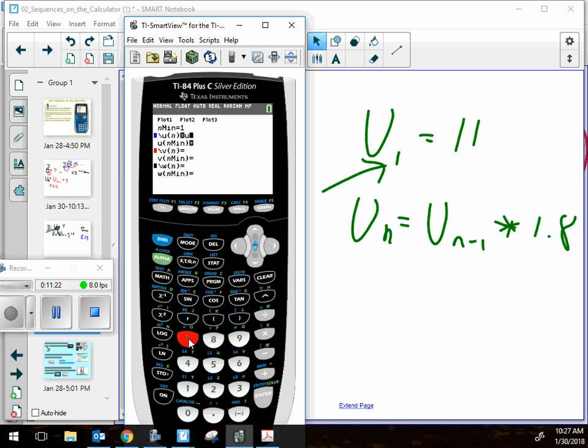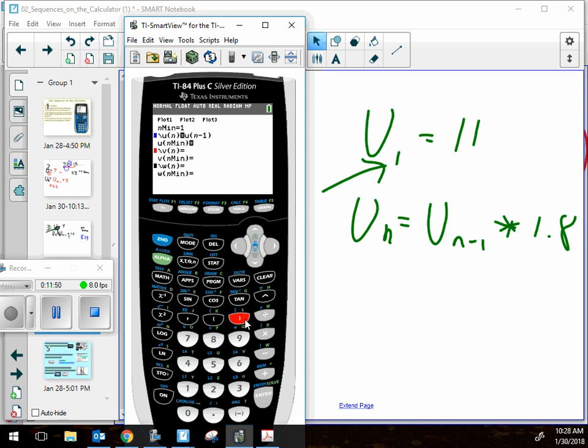Sub is parentheses. The n is on the x key. X, t, theta, n. The calculator automatically knows, since you're in sequence mode, it should use an n. So it'll go like this, u sub n. And we're supposed to do minus 1, right? Minus is the minus key, not the negative key. That can screw it up too. And minus 1, parentheses. And now I got to do the rest of my formula.